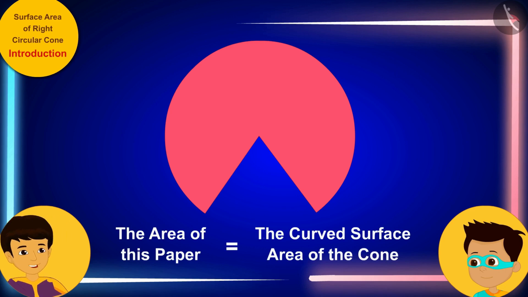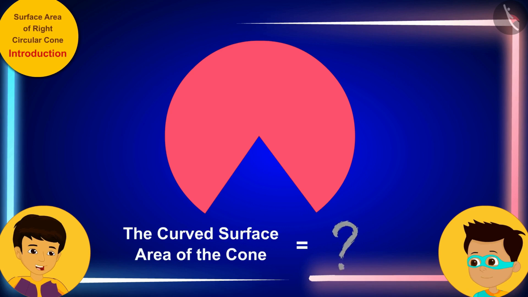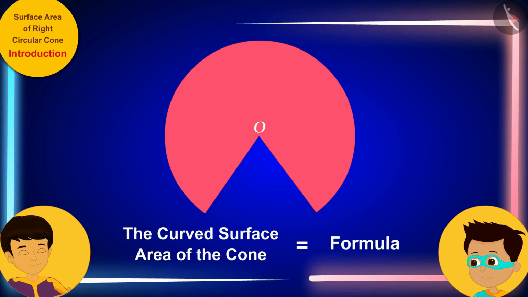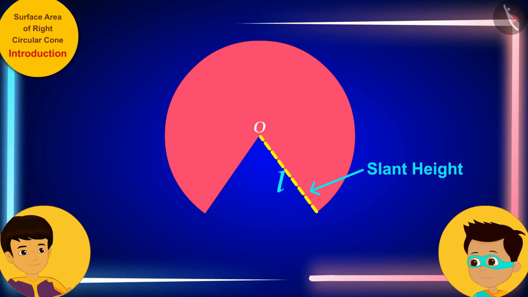But there is a difficulty. We do not know the formula for the curved surface area of a cone. Never mind if we don't know it yet. Let us find this formula. Look, Manas, the side where we cut the cone will be its slant height, which we will express with L.